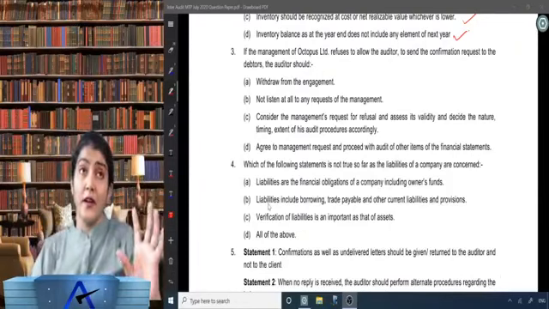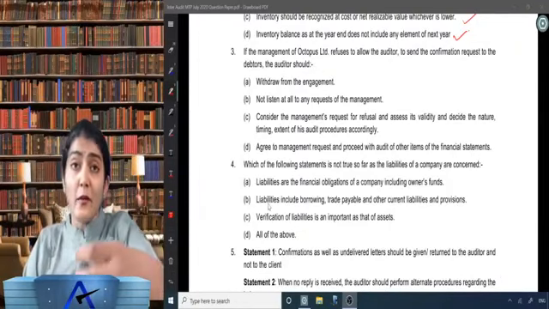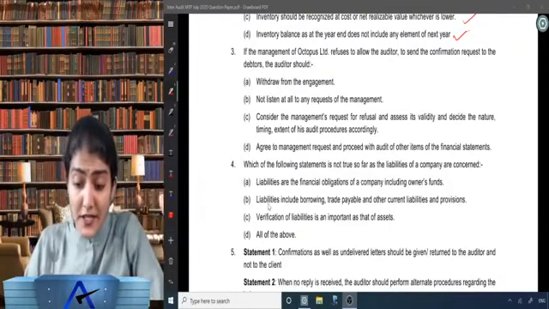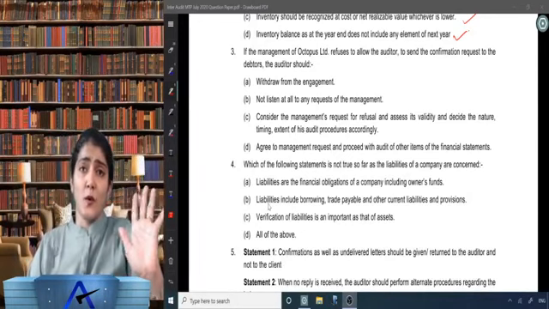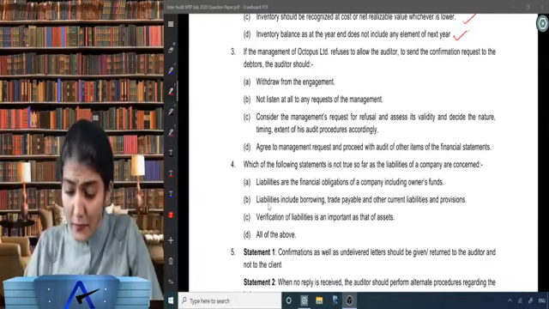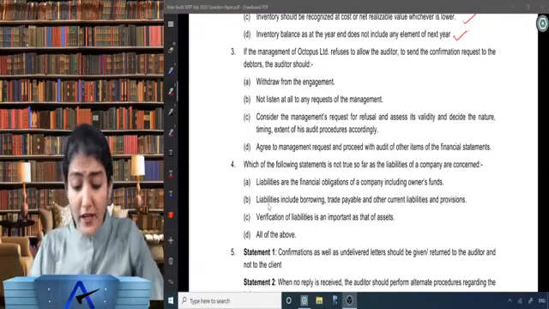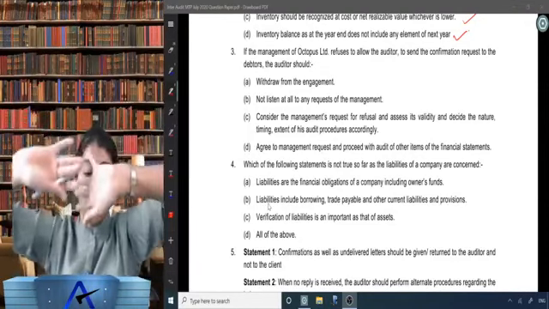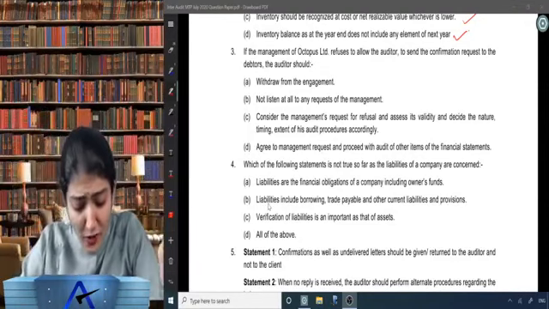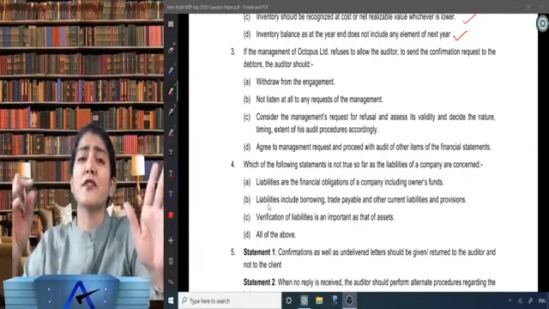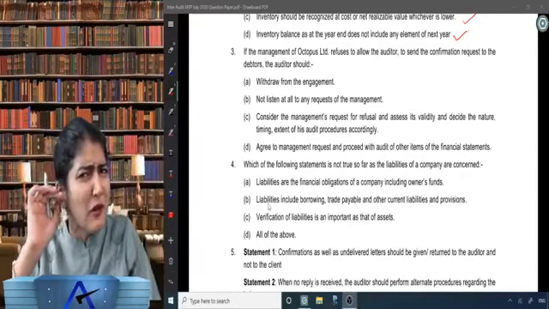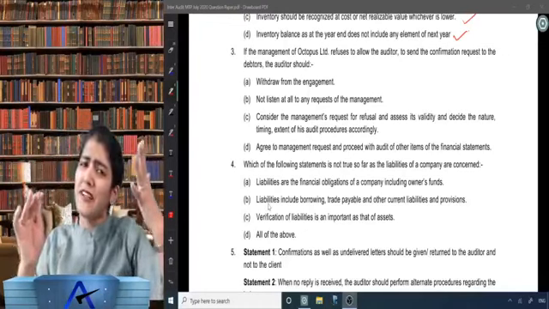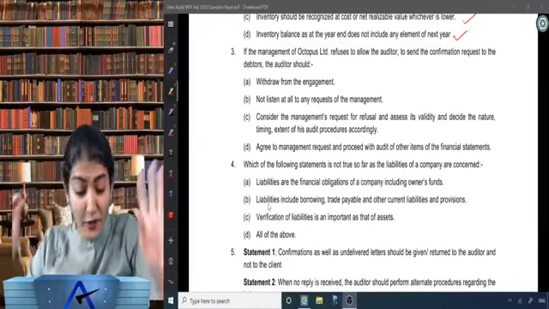The auditor should... So the auditor says, I want to send the confirmation request to the debtor, and the client says, auditor, no sending confirmation request. The auditor says, okay, no sending confirmation request, bye, I'm going, withdraw from the engagement. Not listen at all to any request of the management. Don't listen at all. Remember, not to listen at all.